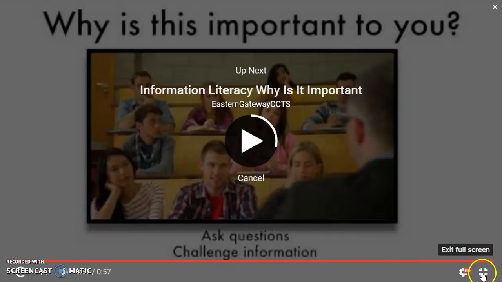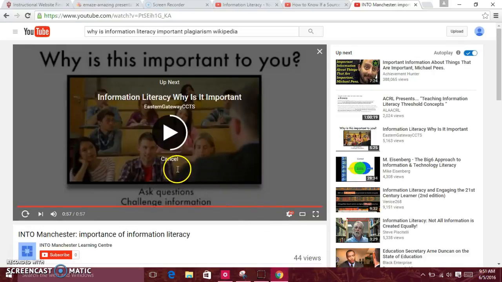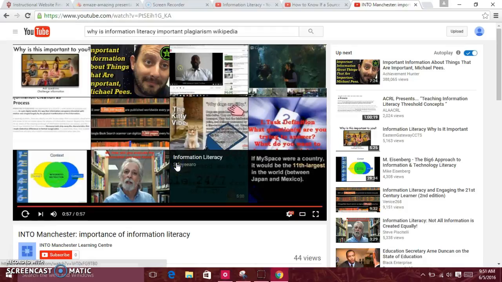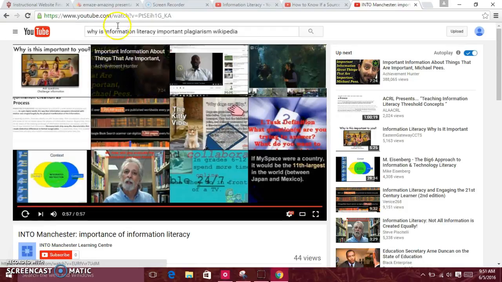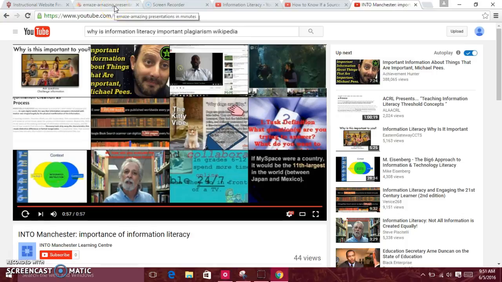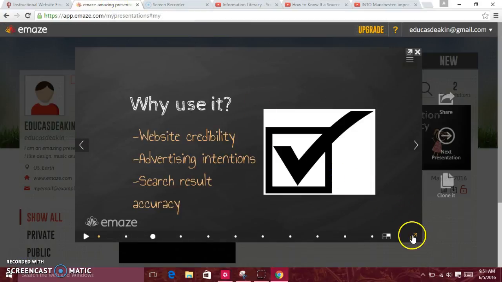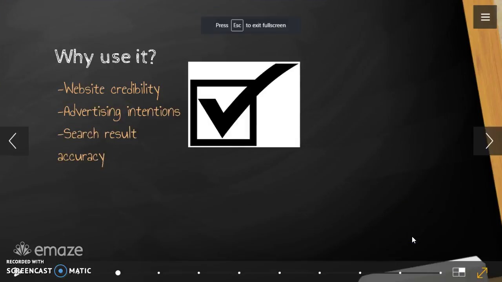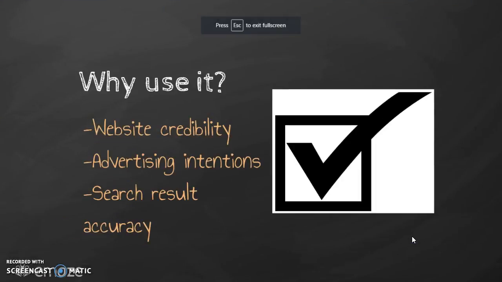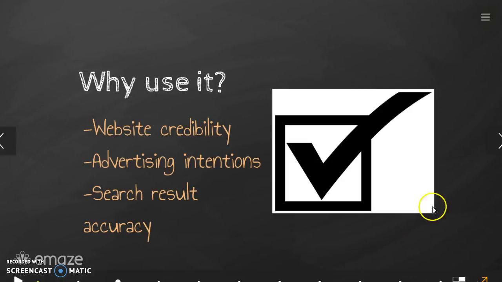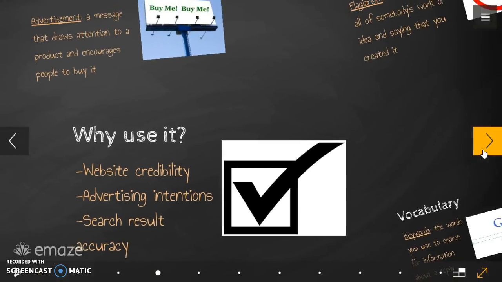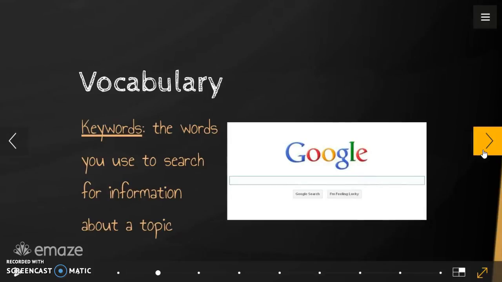Yeah, so that provided some reasons why it's important. It mentioned that it helps understand copyrights. It helps students understand what plagiarism is, which is very important, and just making sure that you're picking information out of, like I said, the rubbish. So let's go ahead and move on to some of the key words that are involved in information literacy.